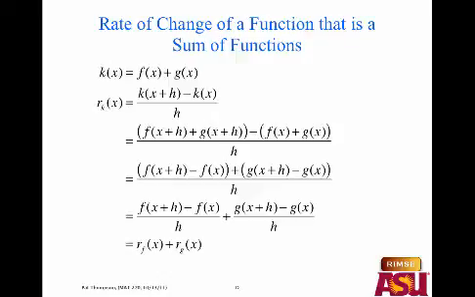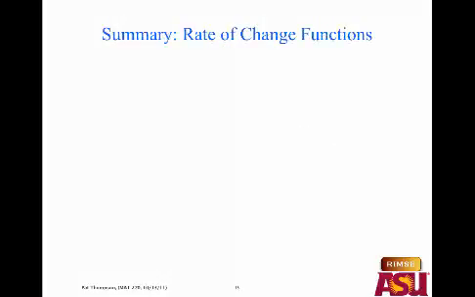You use the rate of change function applied to k. You apply the rule for k, which is the sum of the functions. You just rearrange things. And when you rearrange things, you get that the rate of change of k is the rate of change of f plus the rate of change of g. 4 rules now. We got 4 rules.